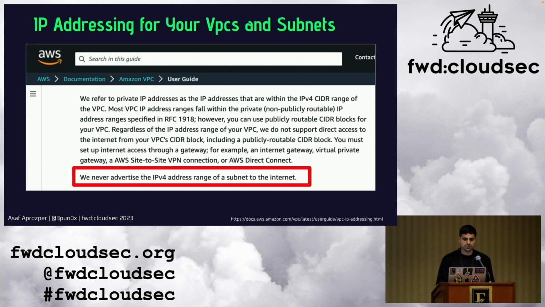Regardless of the IP range that you use, AWS does not allow your VPC to connect directly to the internet. For this, of course, you'll need to set up an internet gateway. If you end up using a public IP range that is not yours by mistake, as I did, AWS will still keep this information hidden.